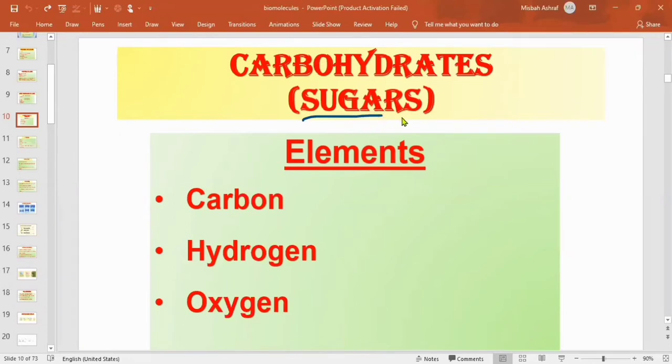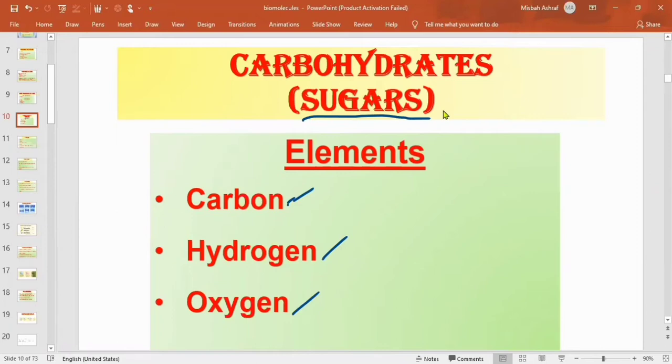Tried were chini, which is sugar, but they are sweet in taste. So overall, we generally call the carbohydrates as sugars. These are made up of the elements which are known as carbon and oxygen. It has three elements and they can be present in any proportion in the carbohydrates.